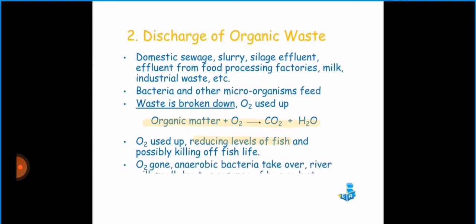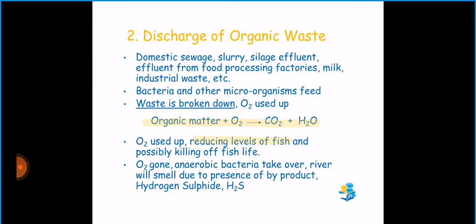Once all of the oxygen gets used up in the water, anaerobic bacteria start to take over, because anaerobic means no oxygen. So this causes quite a harsh smell in the water, and this smell is due to the presence of a byproduct called hydrogen sulfide, which is produced by the anaerobic bacteria.